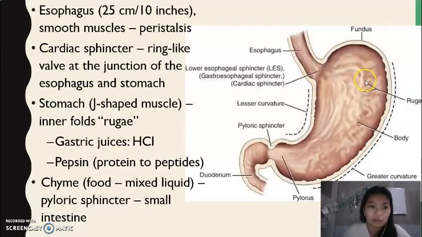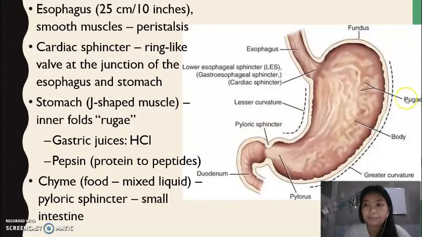enter the stomach. The stomach here is a J-shaped muscle, and it has inner folds known as the rugae. So ito yun. Rugae. So ito yung inner folds niya. Discuss ko muna itong parts ng stomach. Yung curve niya dito, pataas, it's known as the fundus. And then we have here the greater curvature. And at the end, we have what we know as the pylorus. Sa taas, fundus. Sa baba naman is pylorus.